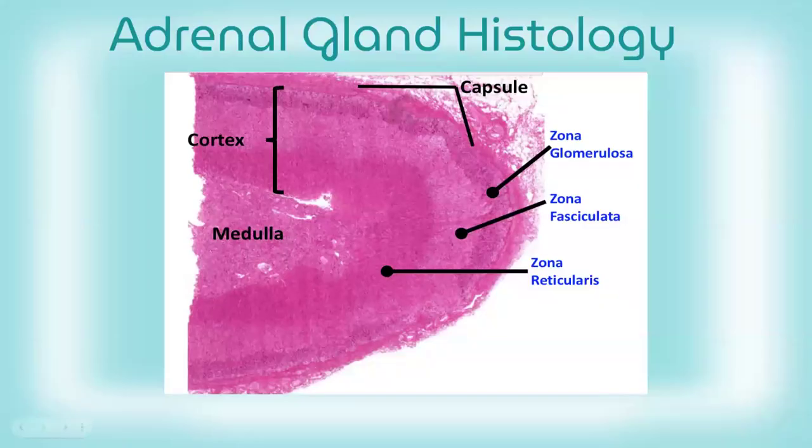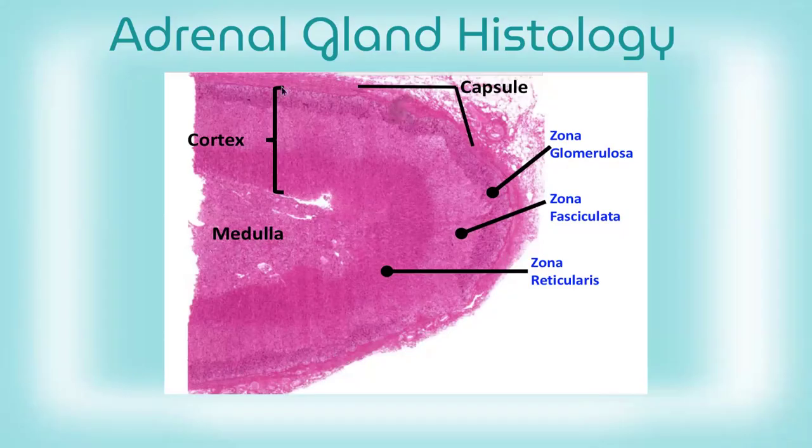All right, now we're going to move into the adrenal gland. The adrenal gland has three main regions. The first region is going to be your capsule. It's this hot pink thin area over here that is encapsulating everything. It's very thin. It's an extremely thin layer.